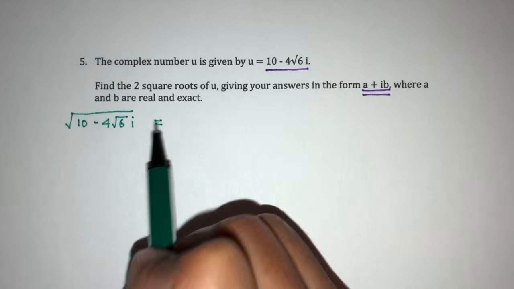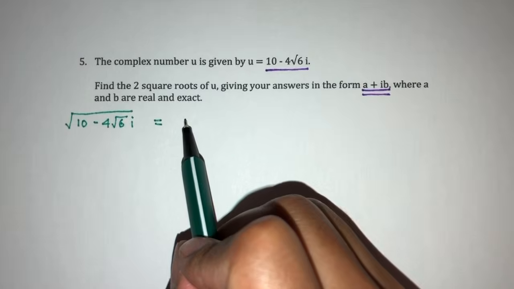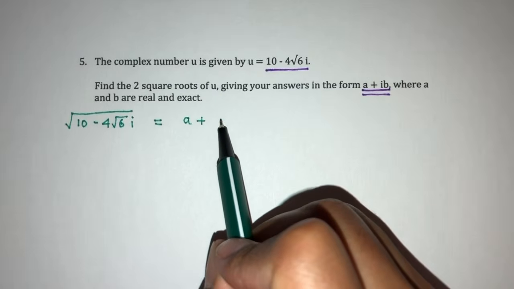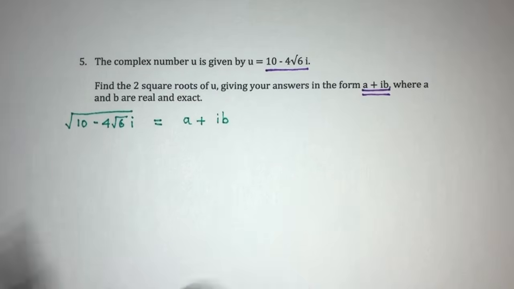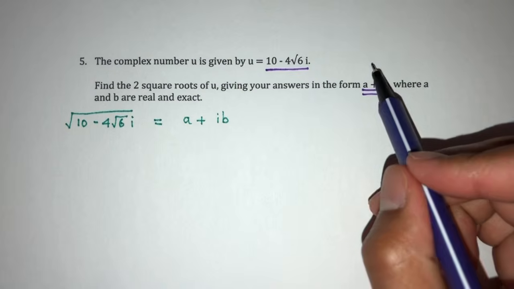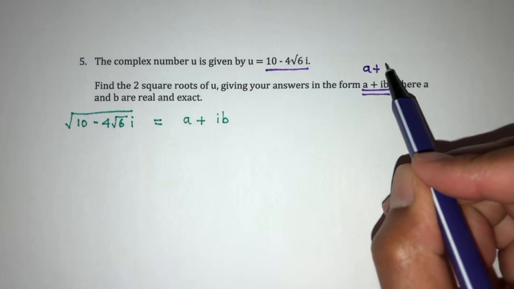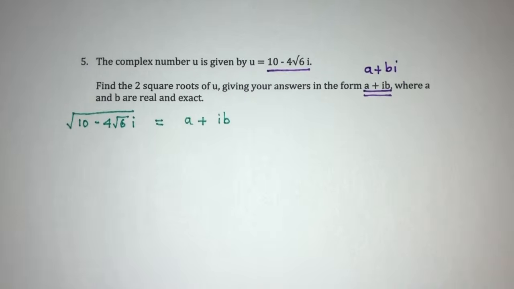We know the answer has to be a real number, so it has to look something like this: a plus bi. What will that give you? Let me write this correctly. I think I mistyped. It should be a plus bi. So same thing here, it should be bi. But anyways, no big deal.